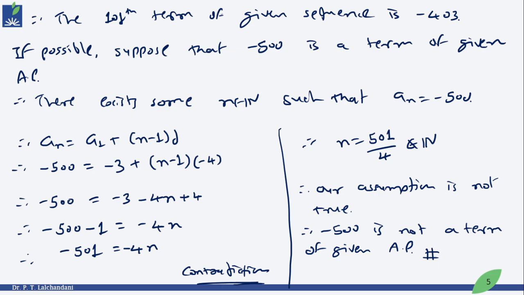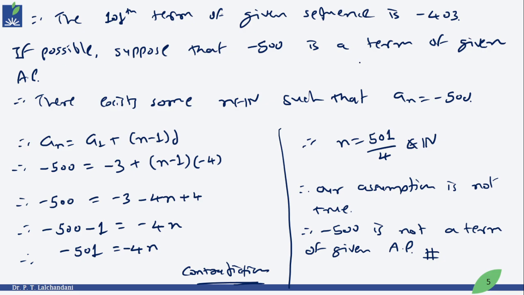So assume on the contrary, right? So here we are asked to find out whether this minus 500 is a term of the given sequence or not. So what we assume: suppose it is a term of the given arithmetic progression, or the given sequence. That means there must exist some n belongs to N for which an is equal to minus 500.